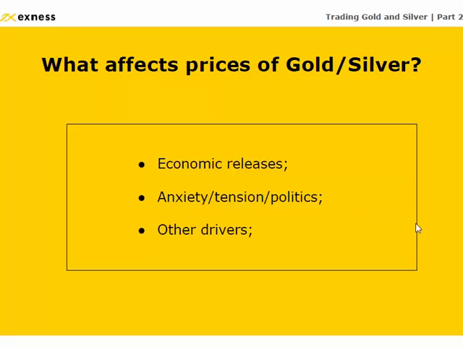Also, you should monitor major economic releases, just like for any currency pair, like interest rate decisions, like employment data, and other important releases. So there are three major drivers which affect prices of gold and silver. Economic releases, just like for currencies; anxiety, tension, political context, something which is happening outside of the markets, in society, in politics, speeches of administrations, of presidents, and so on; and other drivers.